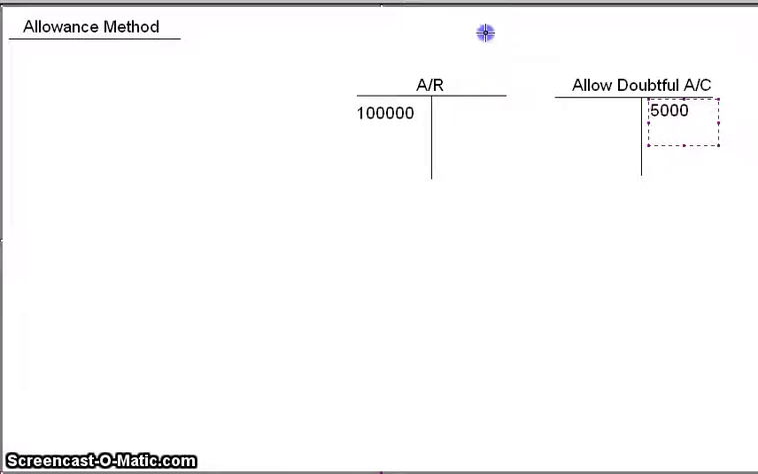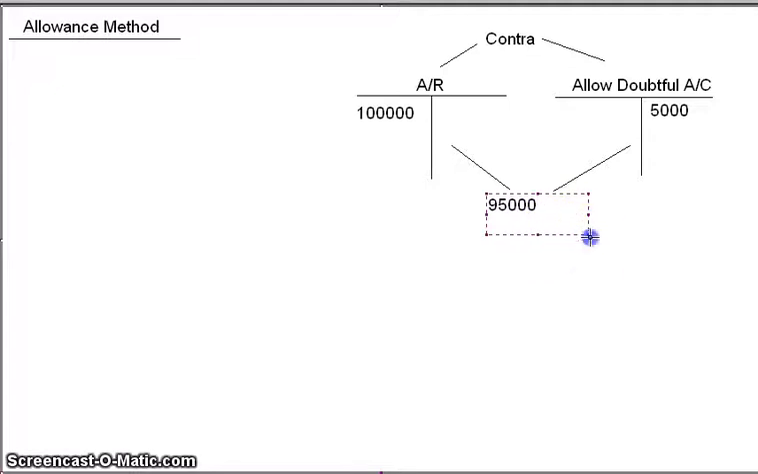These accounts together are called Contra Accounts, which means they have offsetting balances with one another. Accounts receivable as an asset would carry a debit balance, and your allowance for doubtful accounts carries a credit balance. These two accounts are looked at together when you put them on the balance sheet. When you put them together, you net them, and your net receivable amount is then $95,000.